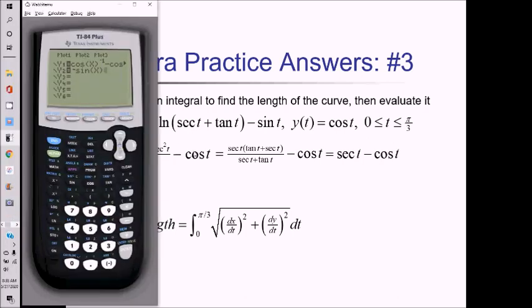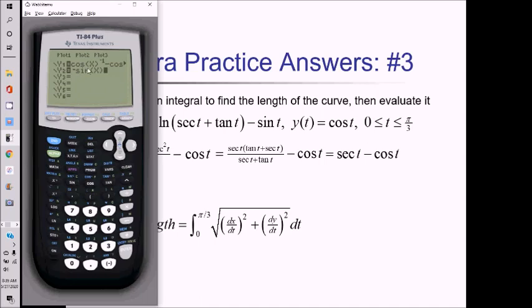To make my job a little bit easier, I'm going to enter my x prime, which was secant of t minus cosine of t, in y1. So secant, there is really no button on the calculator for it, so what you can do is do cosine of x, close that parentheses, and then put a -1, or you could do 1 divided by cosine of x, same thing. And then we're subtracting cosine of x from that.